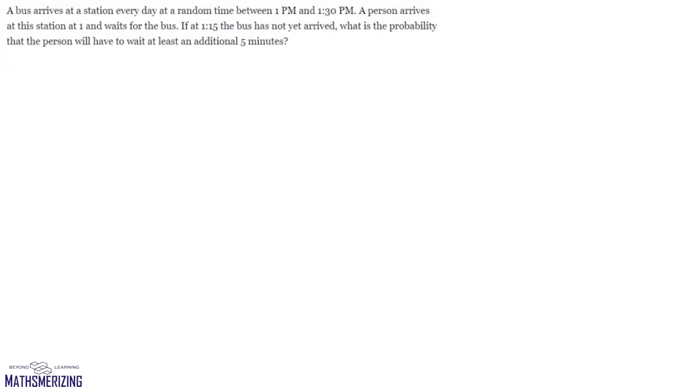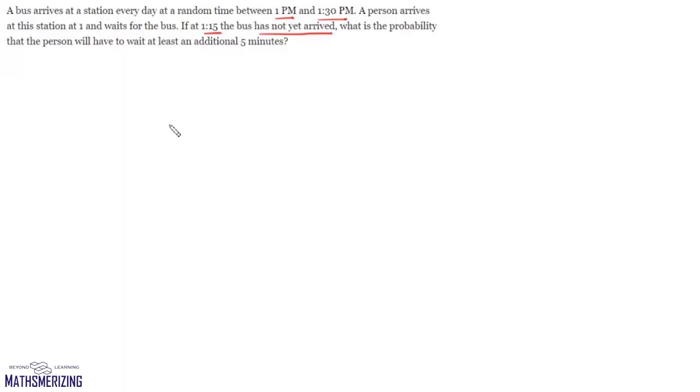Now here the question is: a bus arrives at a station every day at a random time between 1 p.m. and 1:30 p.m. A person arrives at the station at 1 p.m. and waits for the bus. If at 1:15 the bus has not yet arrived, what is the probability that the person will have to wait at least an additional 5 minutes?